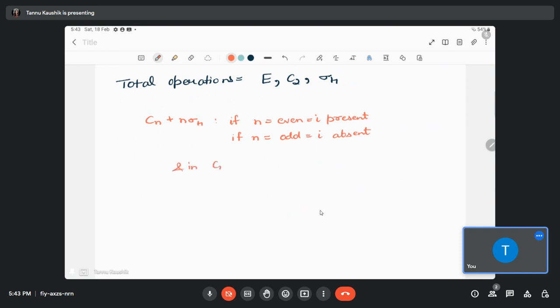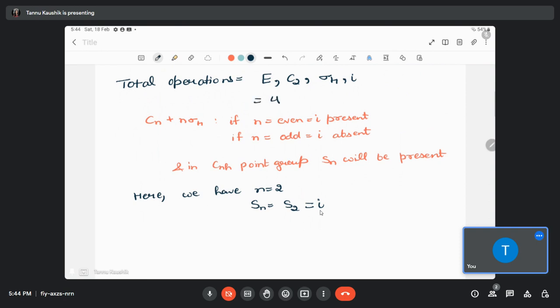And in CNH point group, Sn will be present. Here, in this case, we have n equal to 2. So Sn is equal to S2. But S2 is equal to I. So we have this inversion center present in this molecule. Okay. So we have a total of 4 operations in this molecule.